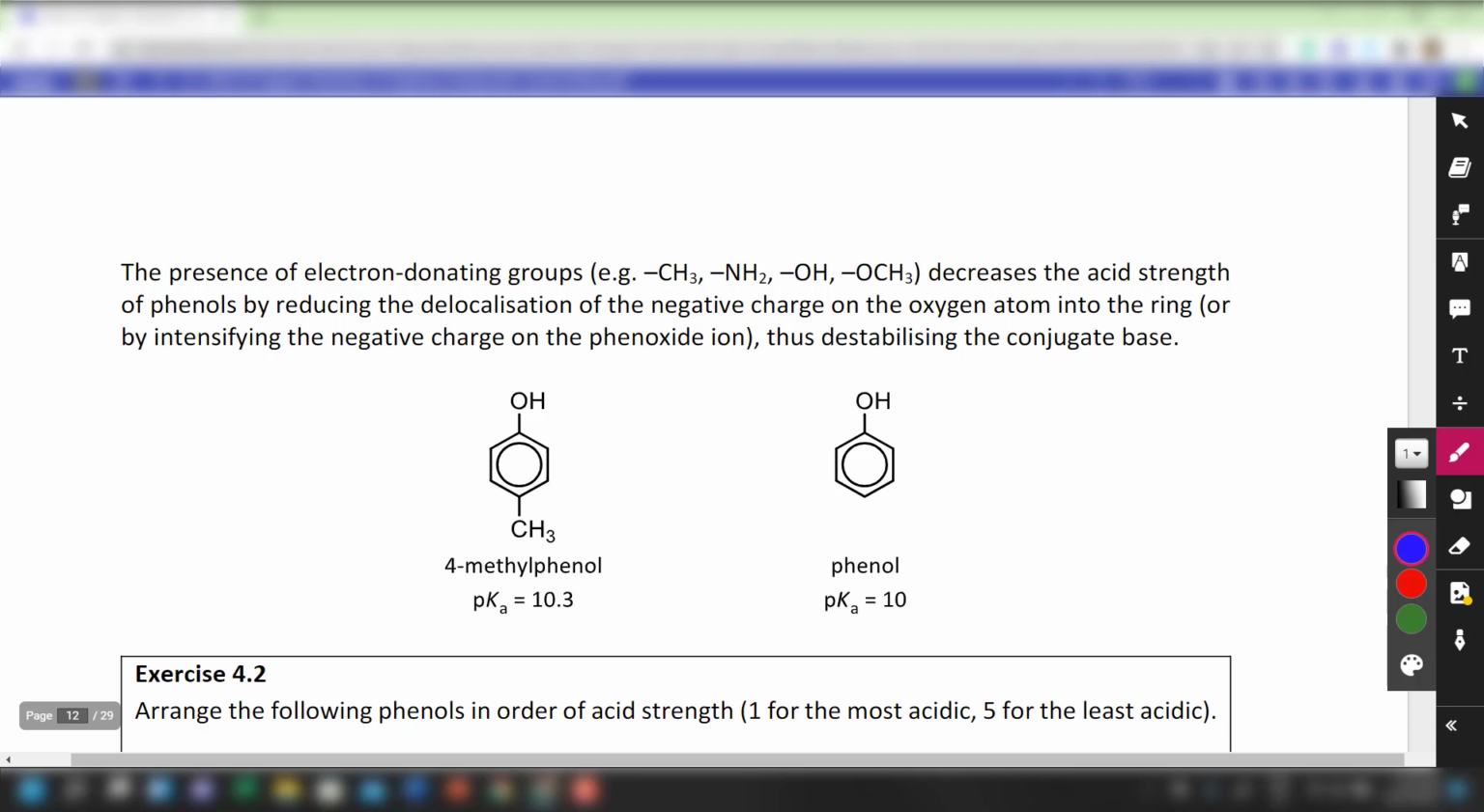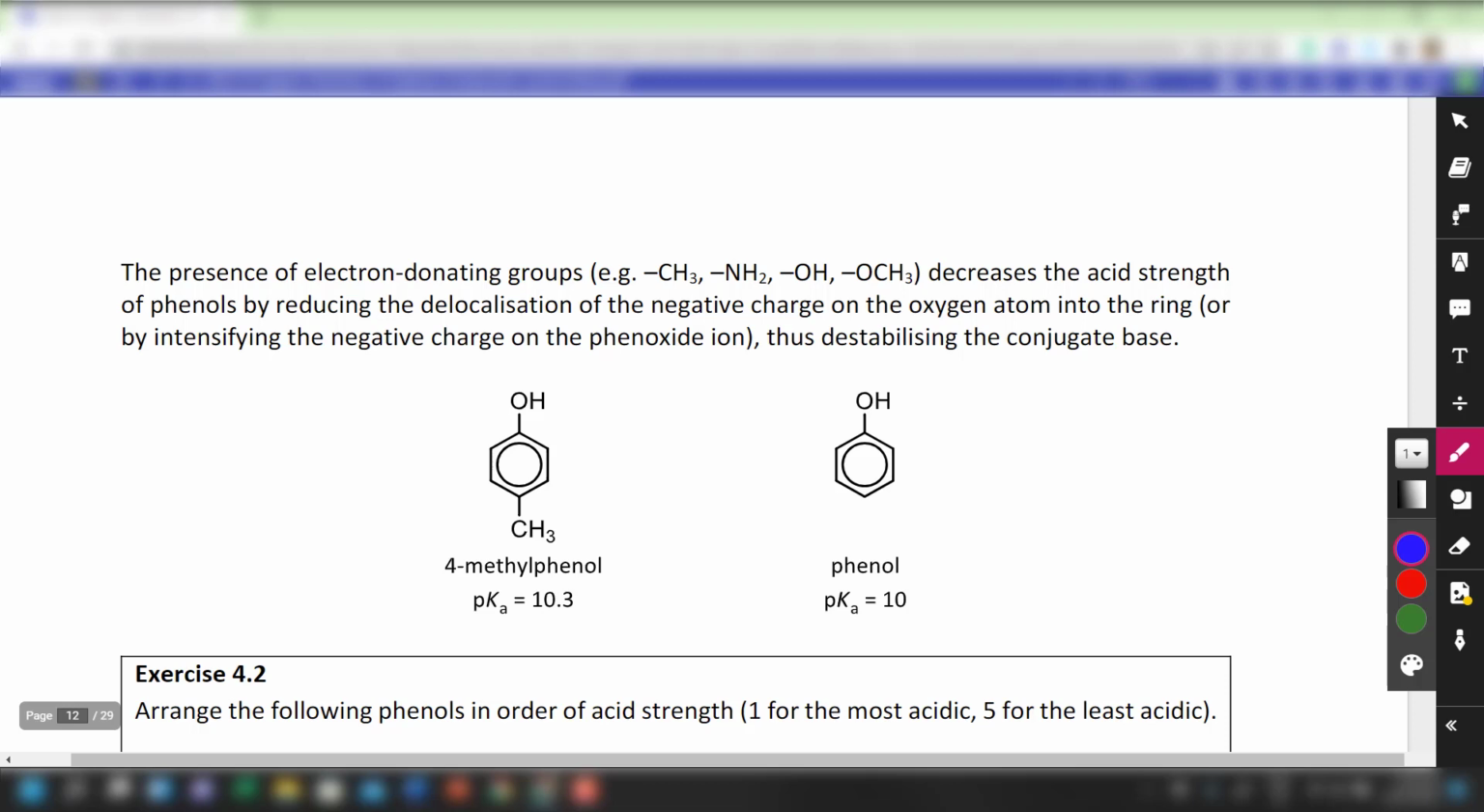So in that case, if I have electron donating alkyl groups, it makes the substituted phenol less acidic than a normal phenol. If I have an electron withdrawing group substituted to a phenol, then it is more acidic as compared to a phenol.